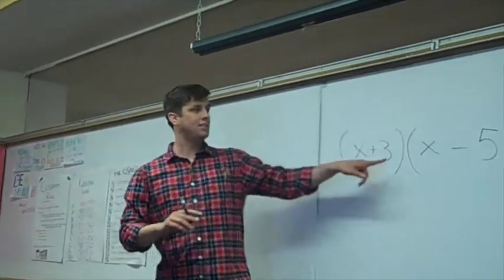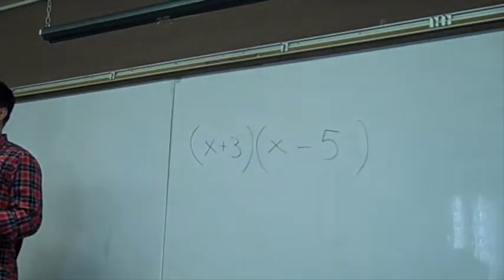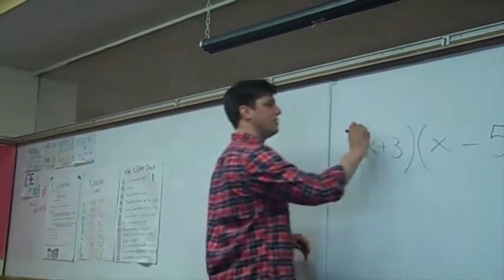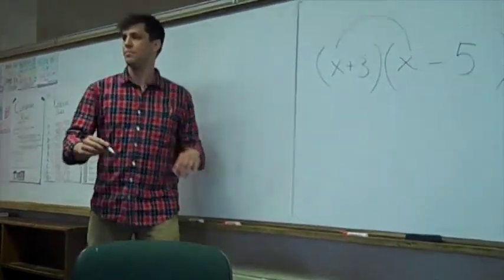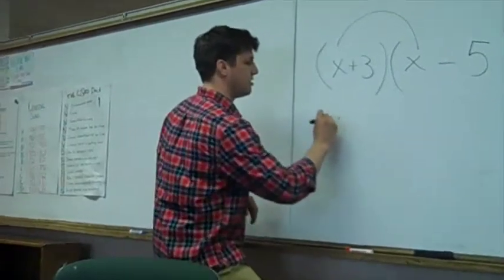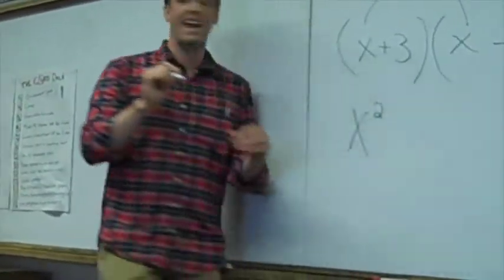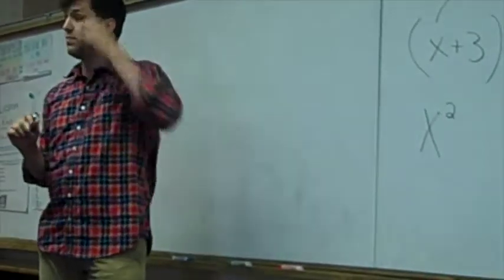So there's going to be an x and an x right here. And so when you FOIL, the first thing that you're going to do, this x times x will make what? Ellen? So your very first thing is going to be an x squared.